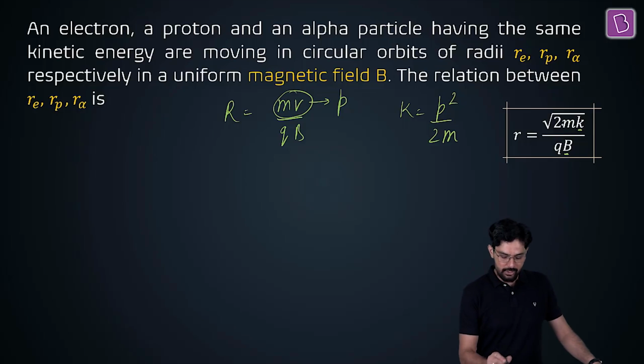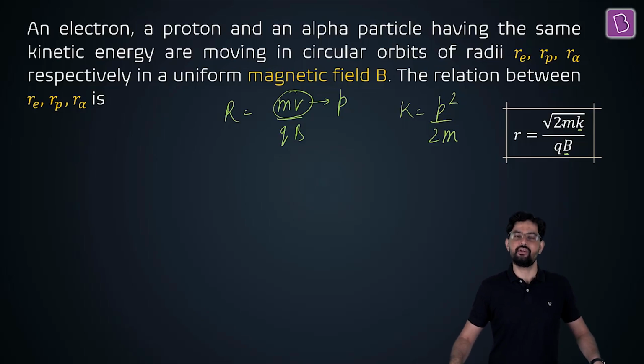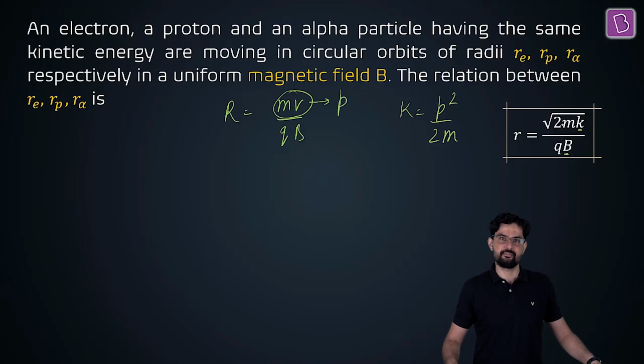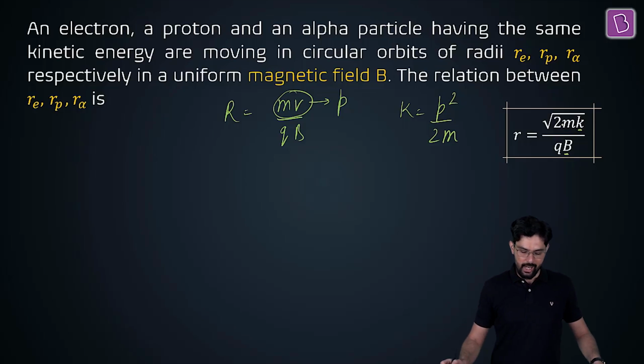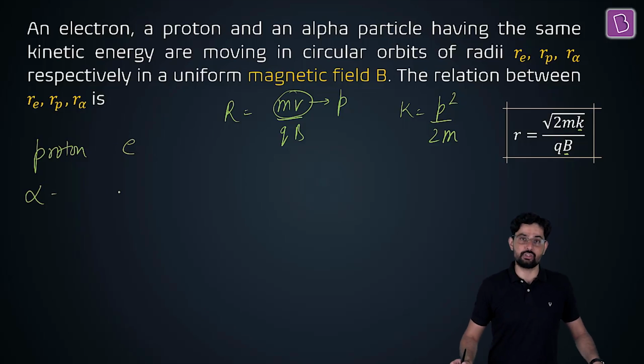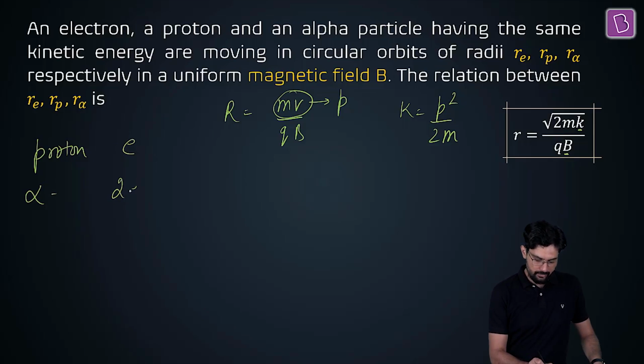Now can you see that the mass of the electron is really small, and undoubtedly, the radius of the circular path performed by the electron is going to be the least. Yes? Now let's talk about the proton and alpha particle. So the charge on the proton is going to be e. So this is a proton and alpha particle. So charge is e, and the magnitude of charge on the alpha particle, which is the nucleus of the helium atom, is 2e, right?